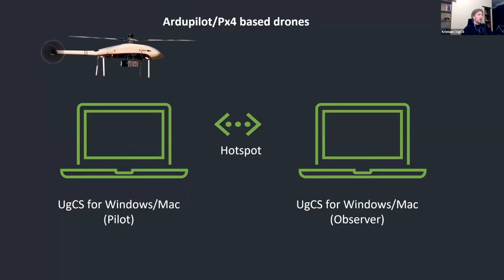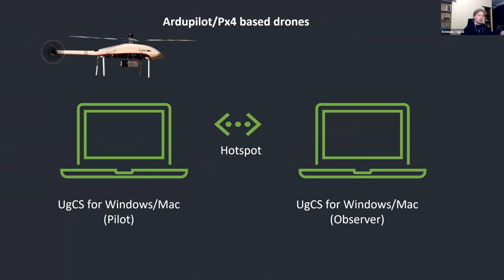And so here's the setup of how you would use it for Autopilot or PX4-based drones. As you can see, there is no remote controller in this case. Well, you would still probably have it with you in the field, but for the most part the control would happen through the computers. The pilot would be using UgCS for Windows or for Mac, and the observer would also be using their own laptop.